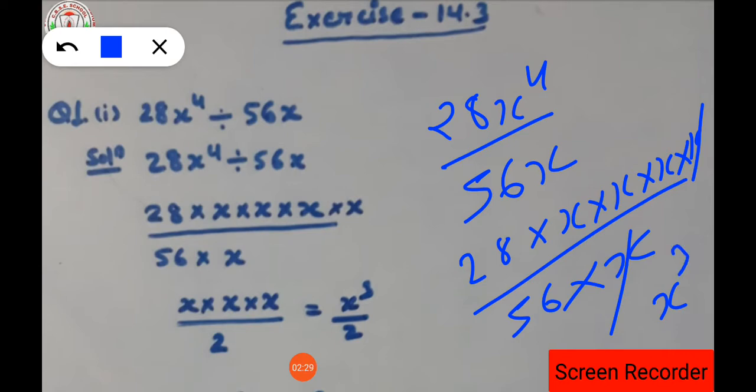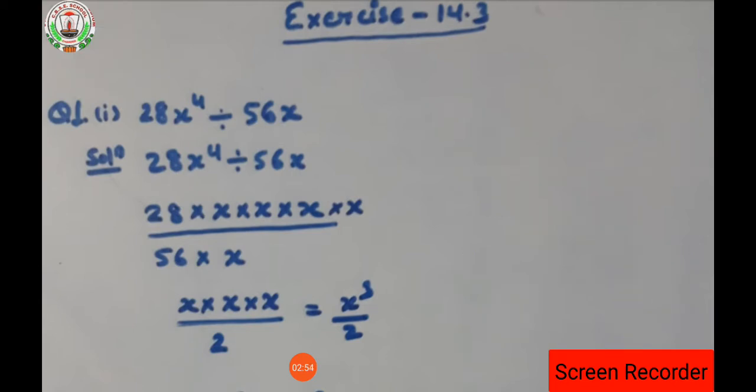Clear? Now in the 28 table, 28 ones are 28 and 28 twos will be 56. Either you can cancel it directly by the table of 28 or you can use the table of 2 also for cancellation of the numbers. Okay, so what is the number left out here? That is 1 upon 2 into x to the power 3. Clear everyone? How to divide the numbers?